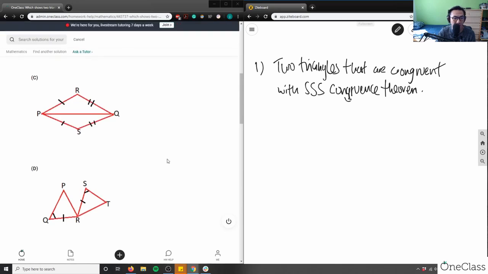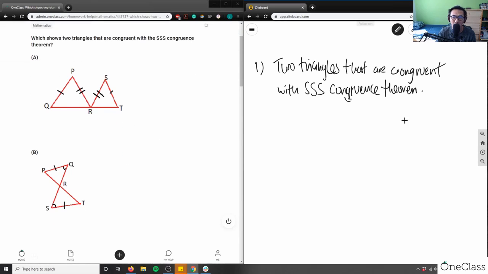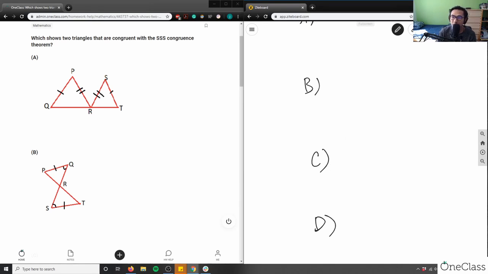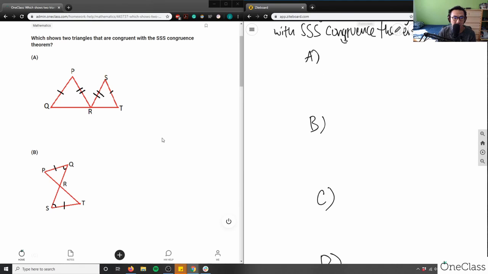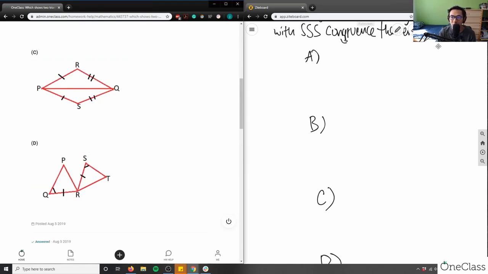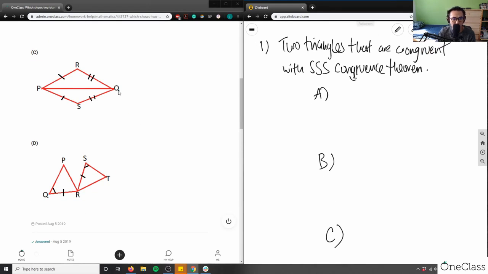So let's look at these triangles here. I'm not going to draw it out because it is already given to me, but I'm going to write option A and the thought process behind that, and then option B, and then option C and D. I'm going to scroll and show you C and D as well. Again, the question is asking for two triangles that are congruent with the SSS congruence theorem.